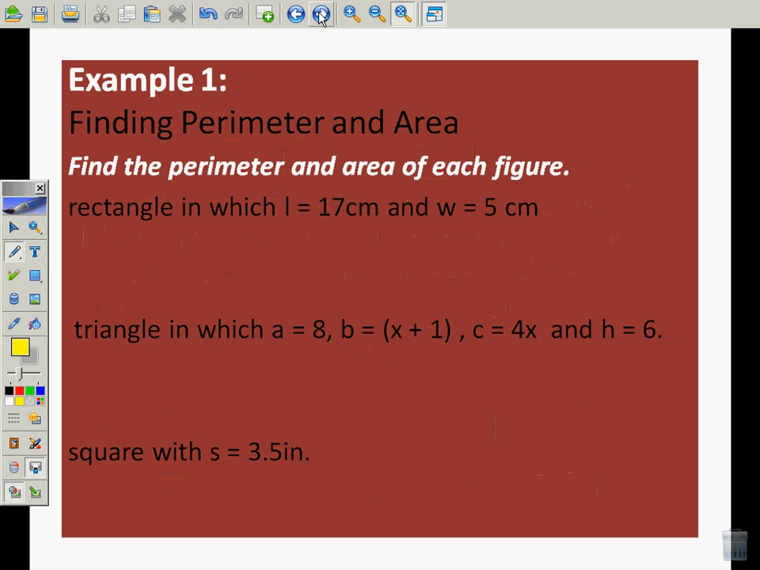Now, finding perimeter and area. Here's some practice for you. If you want to go ahead and pause it, see if you can do these, that would be amazing. If not, I'm going to roll through them and you can check your answers. I like to draw pictures, so I'm going to draw a picture for this one.